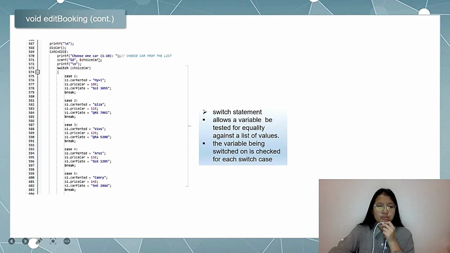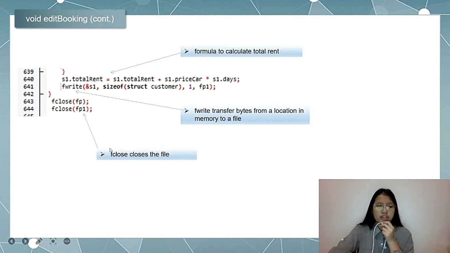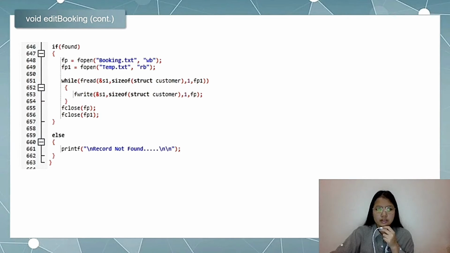This is for switch statement for car choice. And user choose new one car. And this is a formula to calculate the terrain. And fclose closes the file. This is if else statement. The file is found to edit.